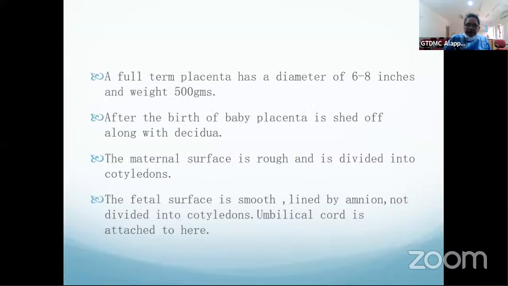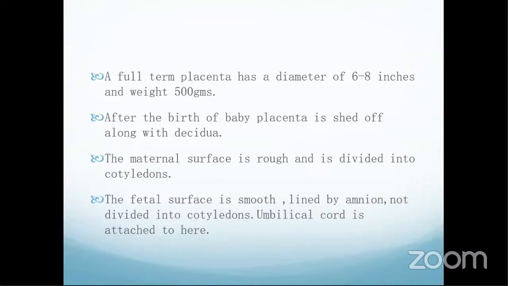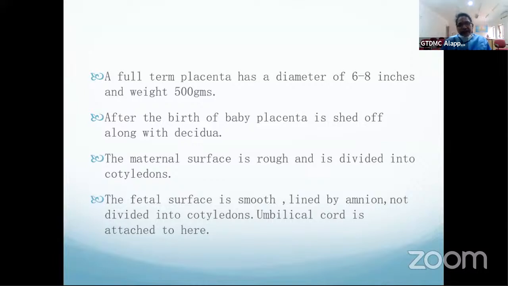Okay, this is the part of our class that deals with the development of the placenta. This is very difficult. You have to read it two or three times, then you will get it from these diagrams. Now we will come to the clinical part of it.